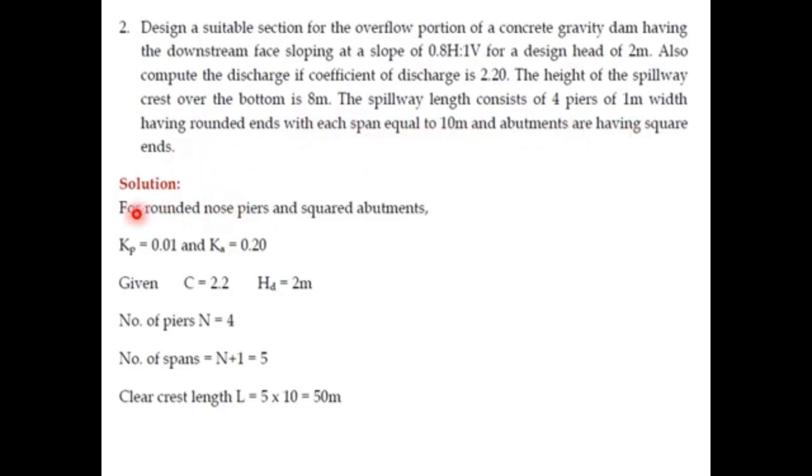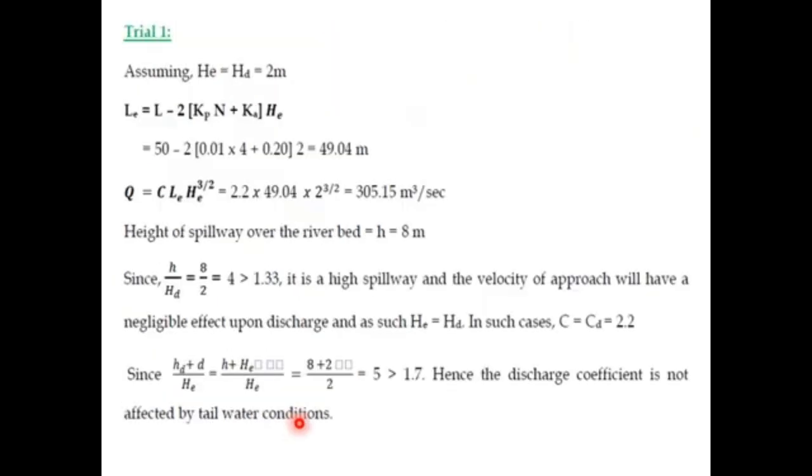Now we know that for rounded nose piers, Kp is 0.01, and for square abutments, Ka is 0.2. It is also given that the coefficient of discharge is 2.2 and the design head is 2 meters. We have the number of piers as 4, so you can calculate the spans. The number of spans will be 4 plus 1, which is 5. So the clear crest length, because each span is 10 meters, is 5 into 10, which is 50.